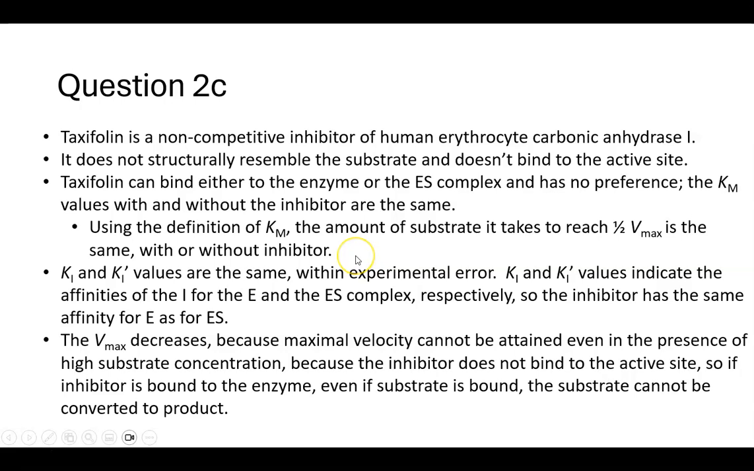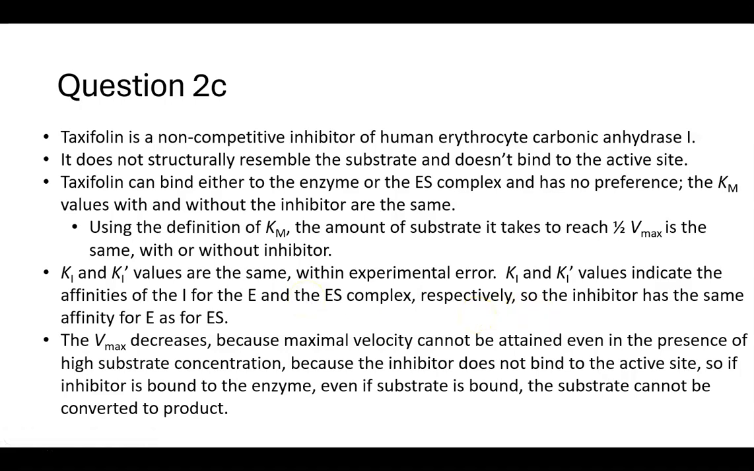With the affinities, I'm not as confident, so I wanted to make some statements I'm confident about. Ki and Ki prime values are the same within experimental error, and they indicate the affinities of the inhibitor for the enzyme and the enzyme substrate complex, respectively, so the affinities are the same. The Vmax goes down. You can't achieve maximal velocity even if you have lots and lots of substrate. Because, again, for non-competitive inhibitors, at least the way we've described them in class, if the inhibitor doesn't bind to the active site, that means substrate can be bound.